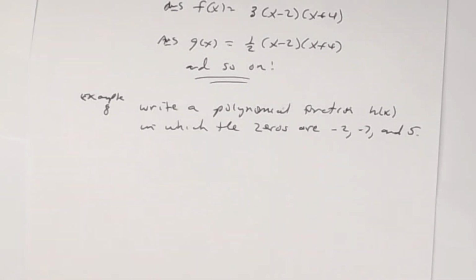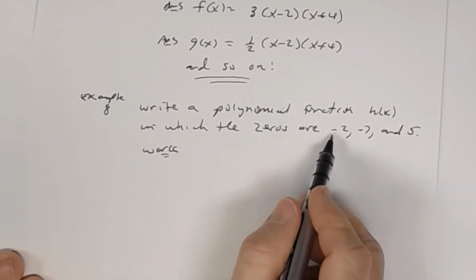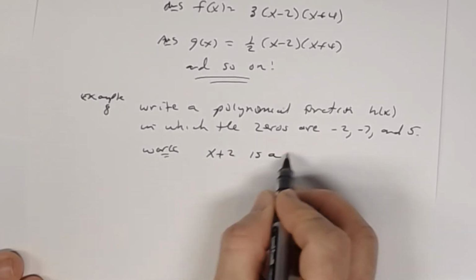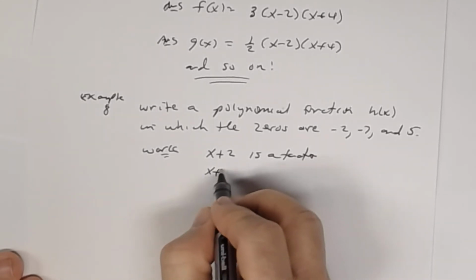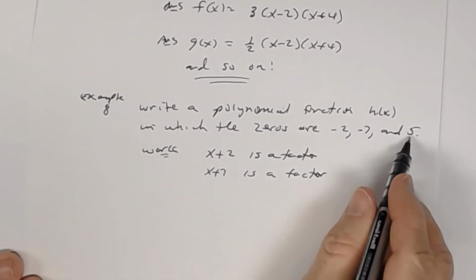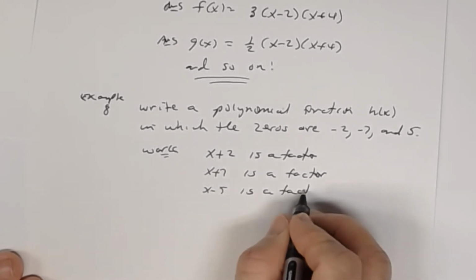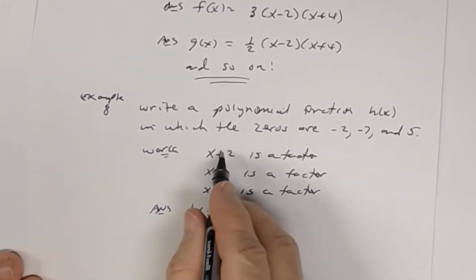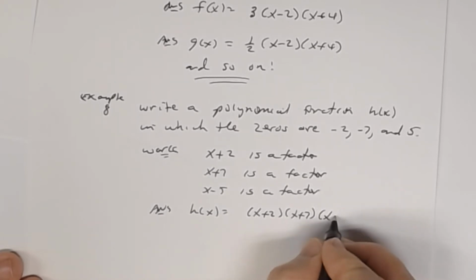Okay? So your work, you're going to say, well, if -2 is a 0, then x plus 2 is a factor. If x equals -7 is a 0, then x plus 7 is a factor. If x equals 5 is a 0, then x minus 5 is a factor. So your answer, you're going to say h of x will be the product of these factors. (x plus 2)(x plus 7)(x minus 5).